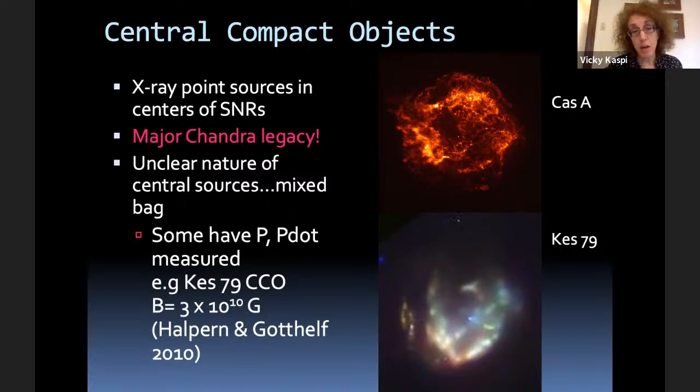Some have a P and P-dot measured. For example, this supernova remnant here, Kes 79, and it has a very low magnetic field. So some people have called them anti-magnetars because their fields are so low. I'm not sure I like that terminology because a magnetar produces so much emission because of its decaying magnetic field. Here, it's not clear what role the magnetic field plays, if any, in the emission of the neutron star.